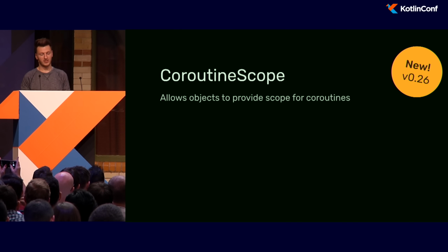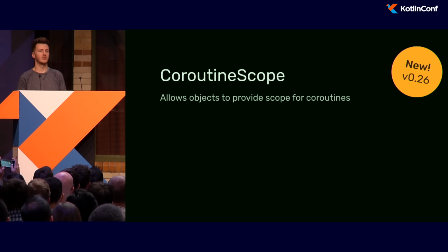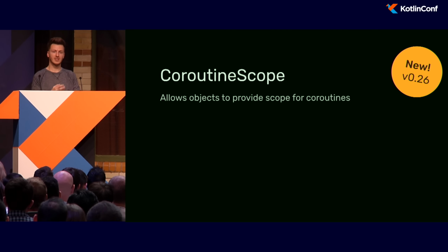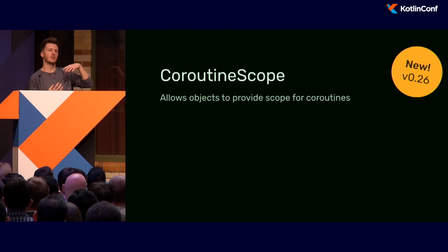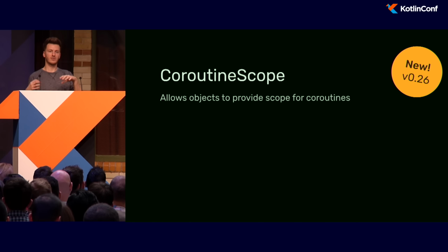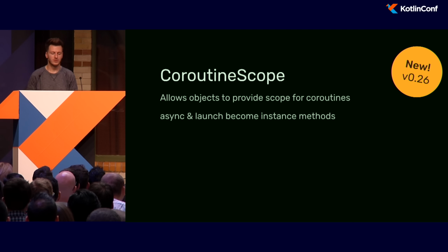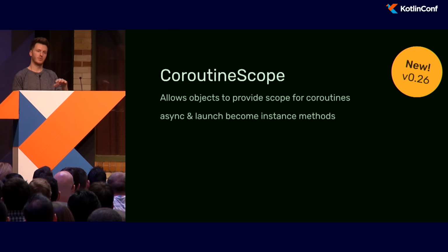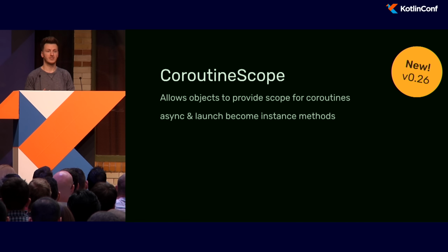It allows objects to provide a scope for coroutines. The perfect example of this is activities and fragments and services. Because they have a lifecycle themselves, we want the coroutine that gets launched to have the same lifecycle. Now, async and launch become instance methods on top of your scope. Well, not quite instance methods, they're default methods in the interface.